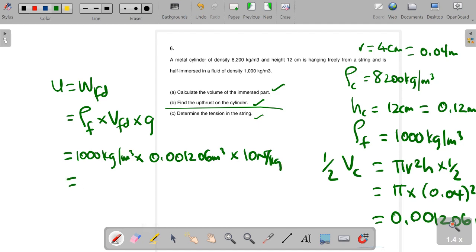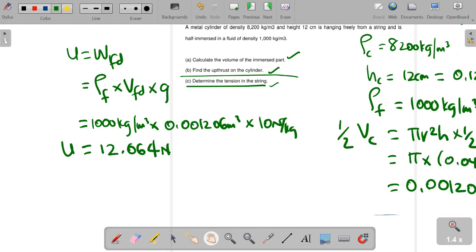So from here, what we end up getting as the earth thrust is, we multiply 1000, we multiply 10, we get 12.064 newtons. Okay, so that's our earth thrust. And then part C, they want us to determine the tension in the string. That means that is the weight of the block when it is immersed.